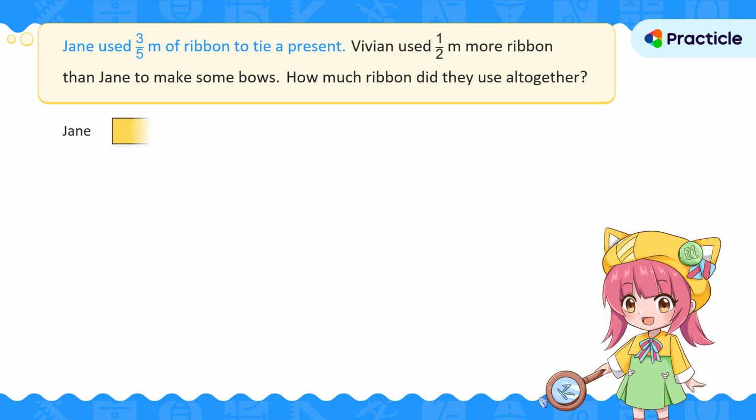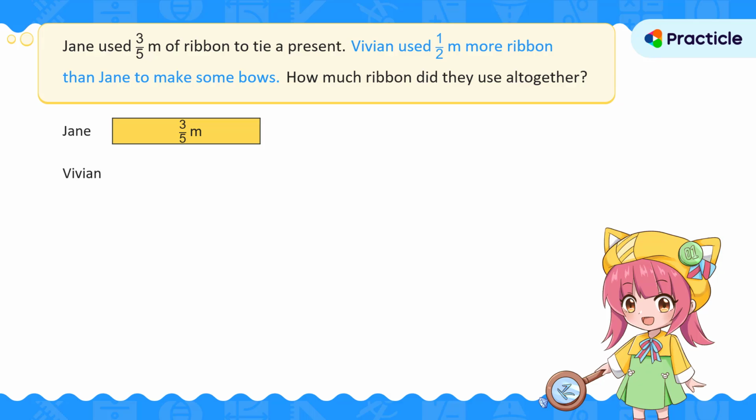Here's a bar to represent the length of ribbon Jane used. How long is her ribbon? It is 3/5 meters long. We're given that Vivian used 1/2 meters more ribbon than Jane to make some bows. Let's draw another bar to represent the length of ribbon Vivian used.